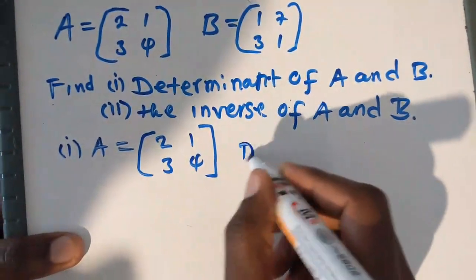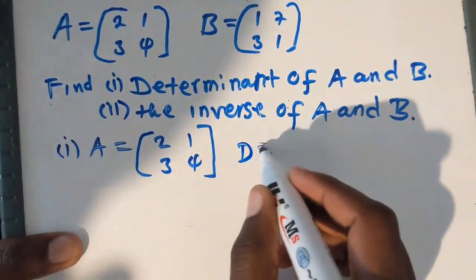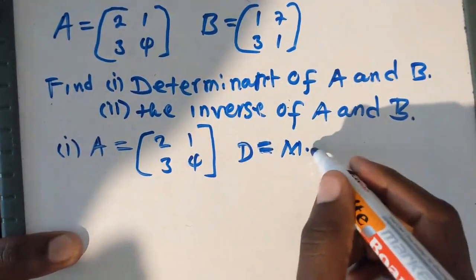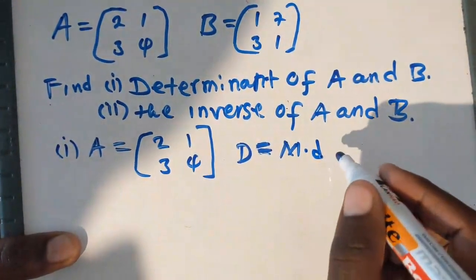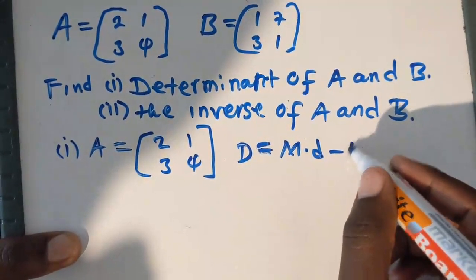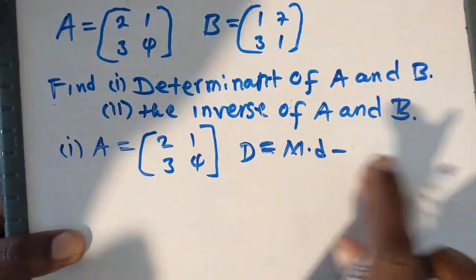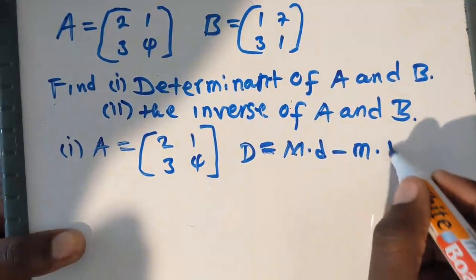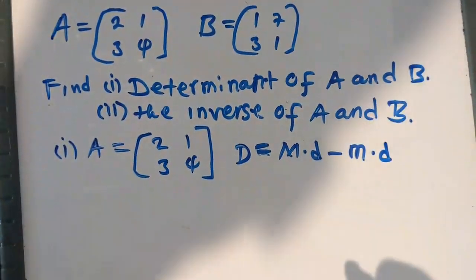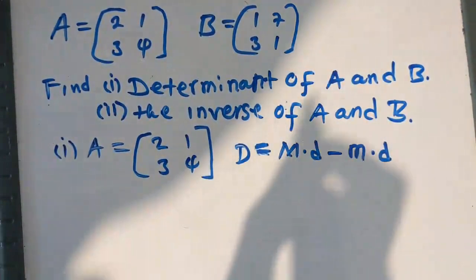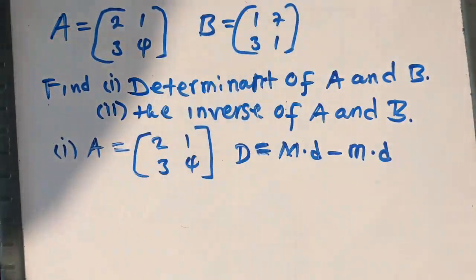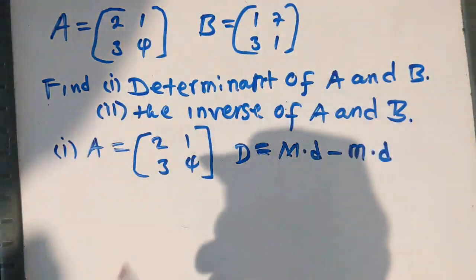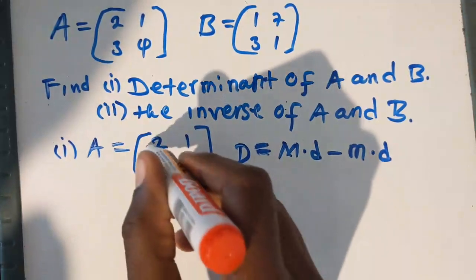So we are finding the determinant. The determinant formula is equal to major diagonal minus minor diagonal. To represent minor, I'll just put a small letter m. So major diagonal minus minor diagonal. So now what are these major diagonal and minor diagonal? The major diagonal is the diagonal that you are seeing here.